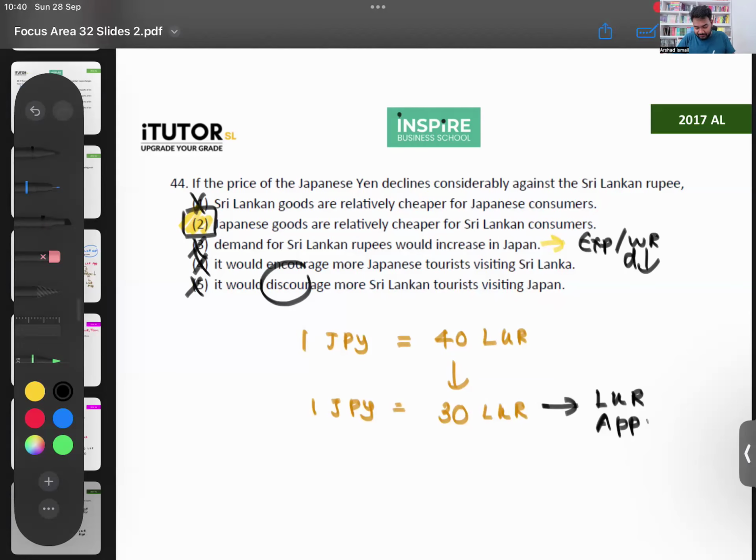Price of Japanese yen? No. Price of the Sri Lankan rupee is indirect quotation. Price of the Japanese yen is direct quotation. So it is the price of the foreign currency expressed in terms of the domestic currency. That's direct. Price of the US dollar in terms of rupees. Okay. Will it encourage tourists? It will not encourage them, because when your currency appreciates, it's expensive for them to come to your country.